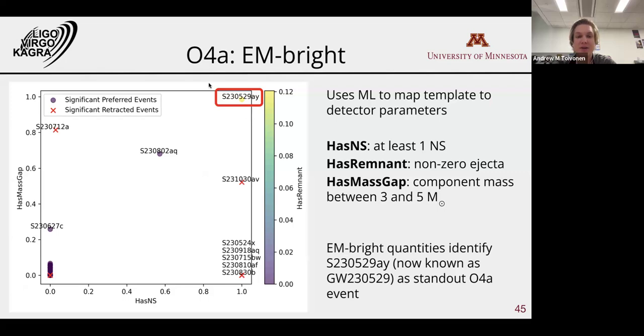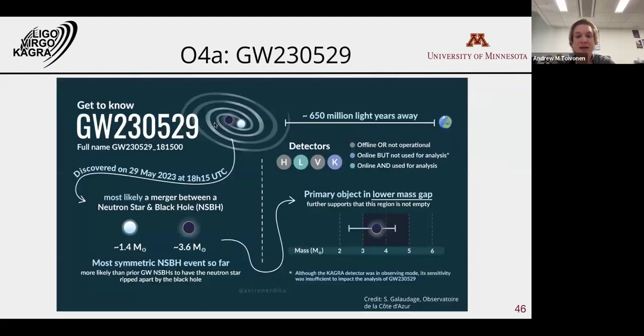Well, there was one standout event during O4A. You see, it was up here. It had a high HasNS essentially at 1, and a reasonably high HasMassGap value. And that was GW230529. So this was not an event that was likely to produce a kilonova. It did take a little bit of follow-up, and there wasn't anything observed, but it's most likely a merger between a neutron star and a black hole, an NSBH event. And it's in this mass gap, meaning it's a pretty low mass black hole, which is kind of interesting.